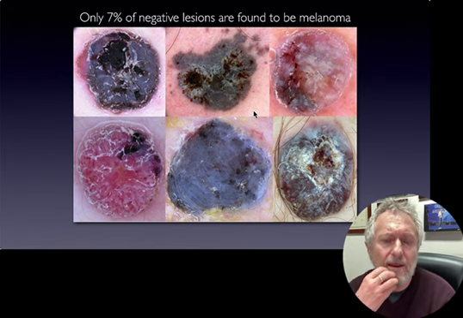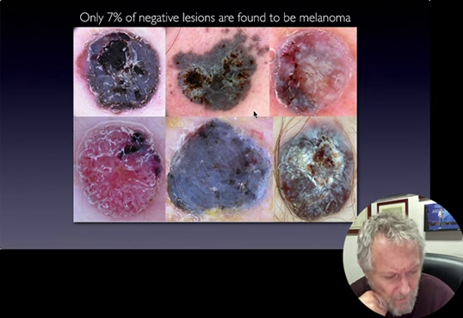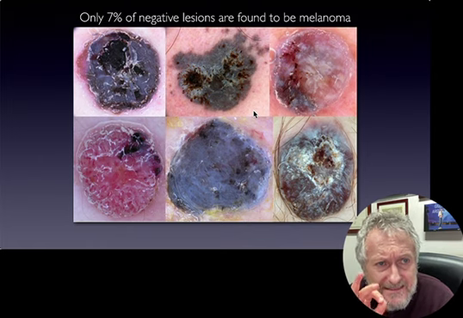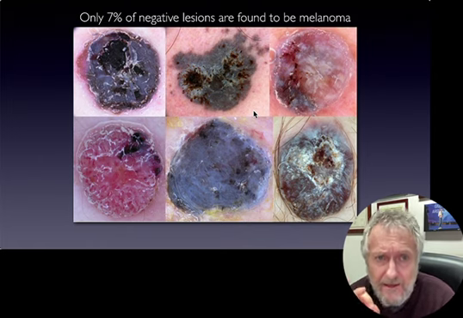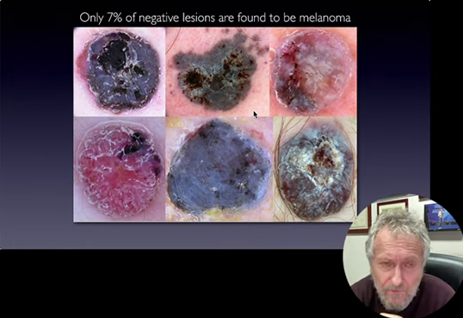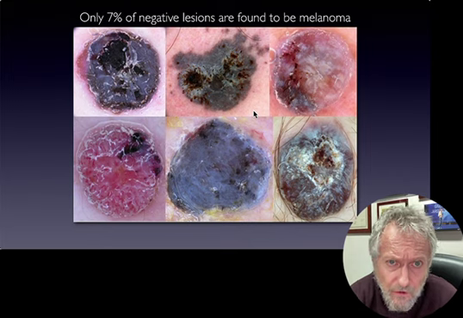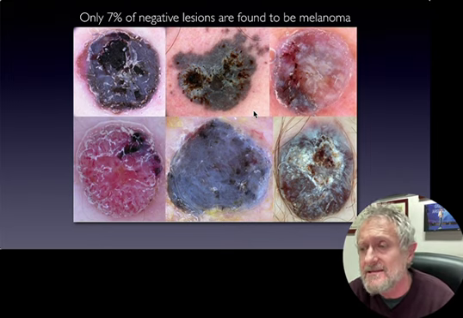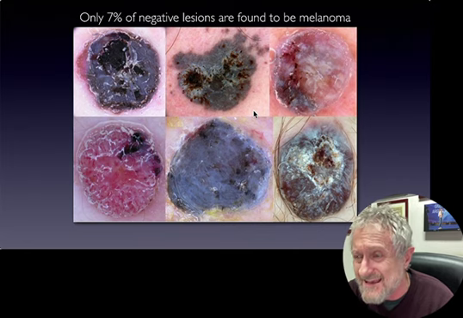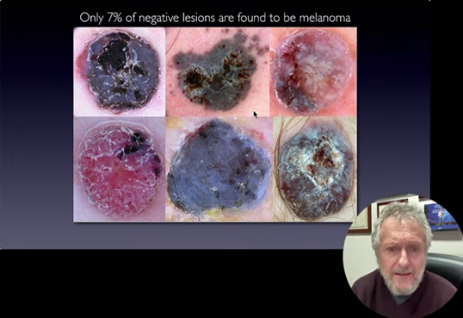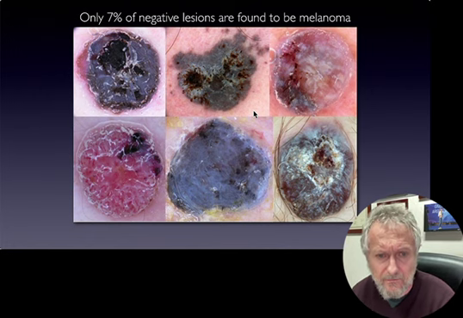So when we did this study on the blue-black color in melanoma, we found that only 7% of negative lesions, so lesions that do not show the combination of blue and black color, are found to be melanoma. It means that this combination of colors is extremely frequent in this type of melanoma.